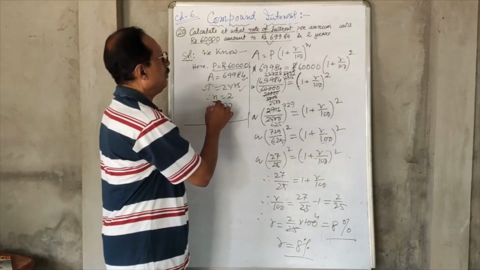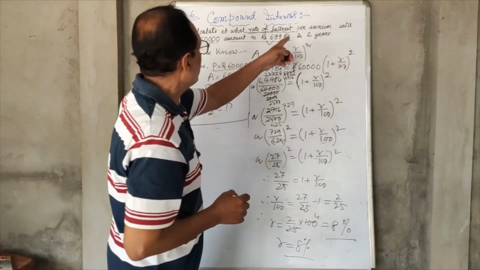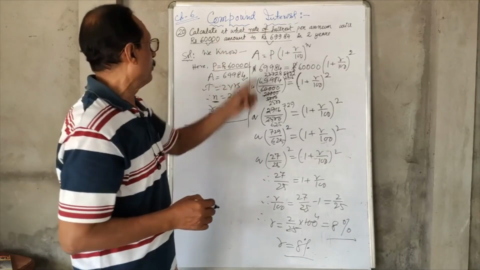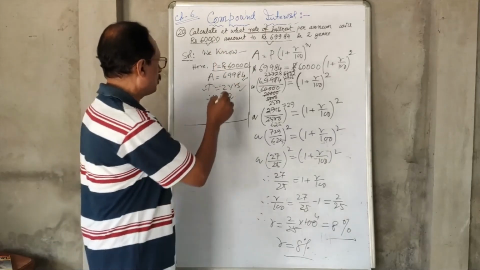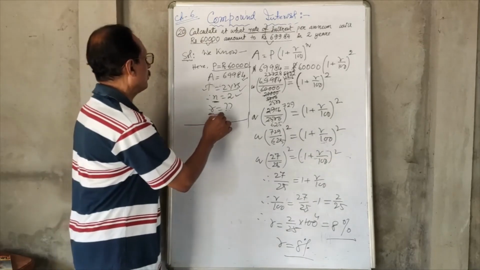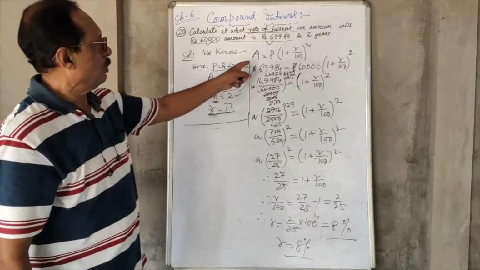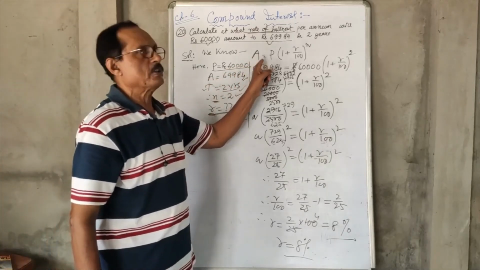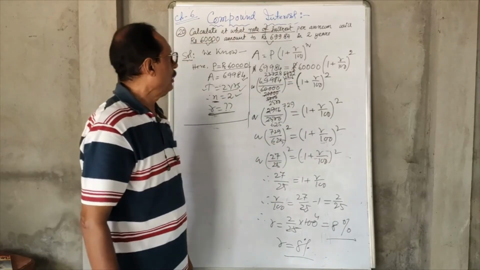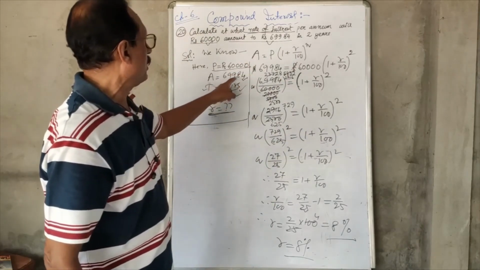That means n, in this case, because no compounding period has been given, it is annually compounded. Annually compounded for 2 years, so n is equal to 2. We have to find the rate of interest per conversion period. To find it, we will use the same formula. A is equal to P into 1 plus R by 100 to the power n. In this case, the amount is given, the amount is 69,984 rupees.